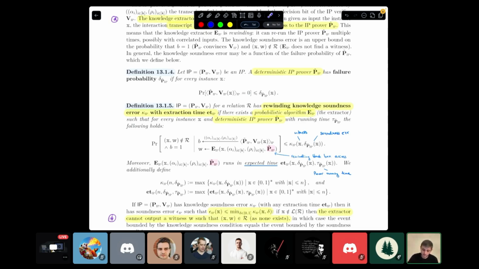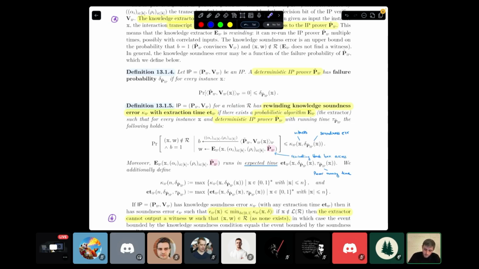We're going to define the extractor such that when you feed it the instance x, alphas, which are the prover messages, rhos, which are the verifier randomness, and black box access to the prover, we're going to be able to extract a witness. And we want to say that the probability that the x and the witness W that you extracted are not in the language, while you were able to convince the verifier. So we have this b here. This b means that the prover and the verifier interacted, and from the interaction you get some bit.